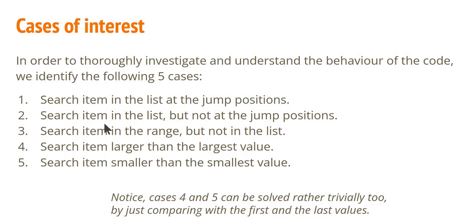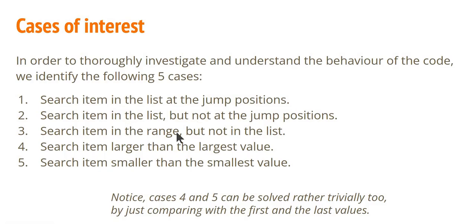The second one is, I have the search item in the list, but it is not at the jump positions. This is the case where I am not going to be able to find it in the very first pass. However, when I get to the second pass in the linear search phase, I will be able to find these items. The third case is the search item is in the range.